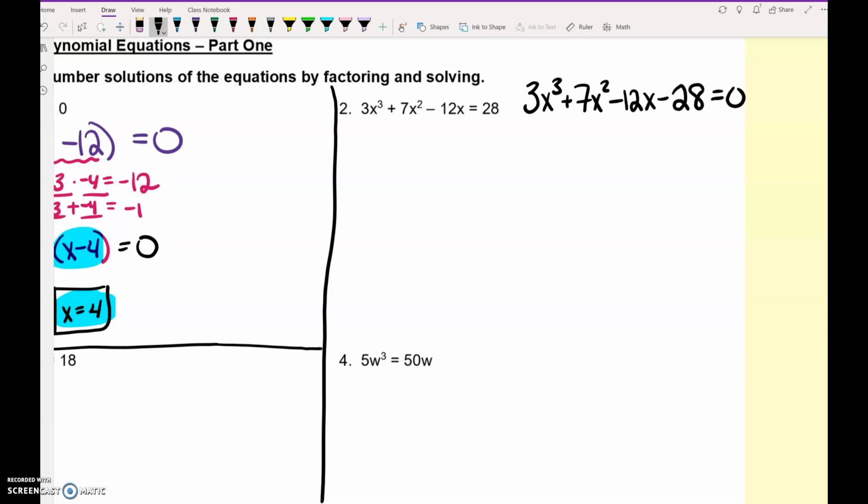All right, I see a 3 in front, so I'm going to check. Can I factor a 3 out of all of those? No. I see a bunch of x's. Can I factor any x's out of all of them? No, because the last term doesn't have an x. So we have 4 terms. We can't factor anything out of those 4 terms. What do?